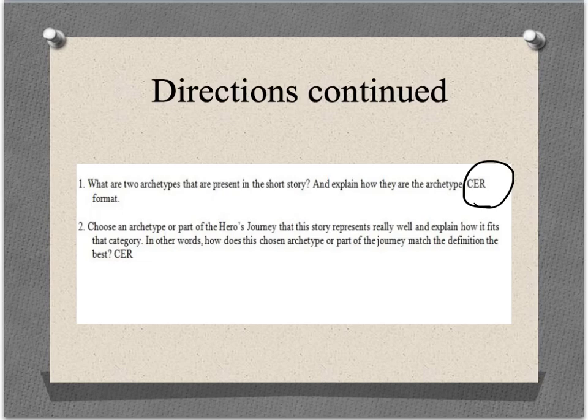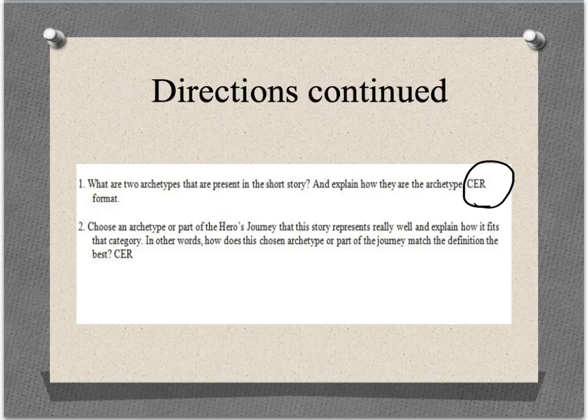In other words, how does this chosen archetype or part of the journey match the definition the best? So you might say there's a damsel in distress, or you might say that Rip Van Winkle's wife is an evil adversary, but is she the best possible evil adversary when you look at that definition? I don't think so. But could she be an evil adversary, but there's a weak connection with the definition? Sure, but you're not going to pick that to go in this story.